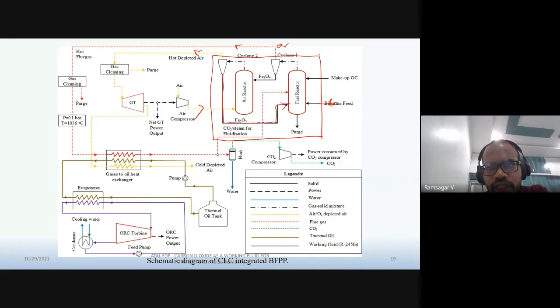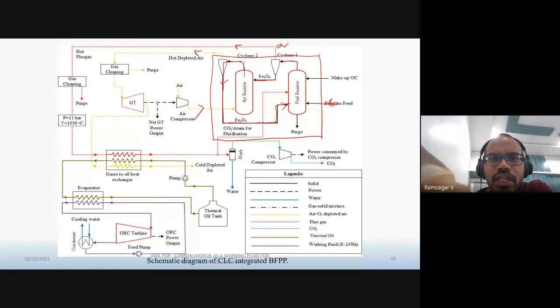from the fuel reactor. Again, we have a cyclone separator, so that cyclone separator separates Fe2O3, and that is again going in this way. So this is the actual loop of Fe2O3, right? And into the air reactor, we are sending air. So that reduced form, Fe3O4, reacts with air and it forms Fe2O3. And the lean flue gases are coming out from this air reactor like this.